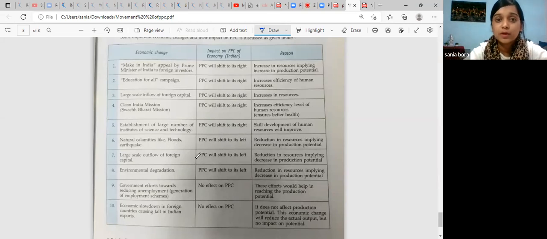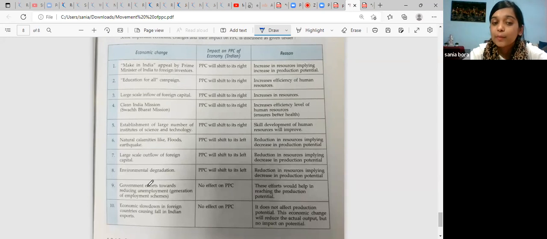No need to draw this, because it will be wasting your time, right? Or if you want to make it, you can. It's your choice. I'm not forcing you. So for example, here you can see natural calamities. Because of natural calamities, what will happen? Reduction in resources will happen, and that will automatically decrease the production potential, and the PPC will be shifting to the left.